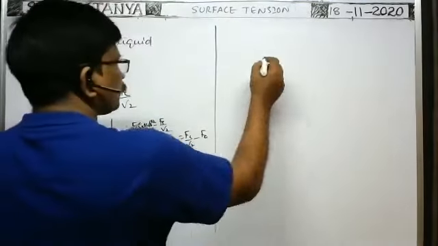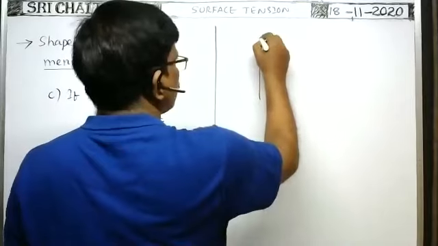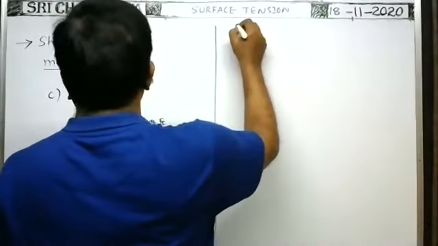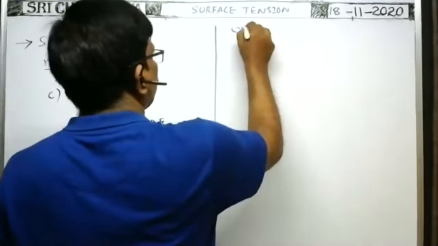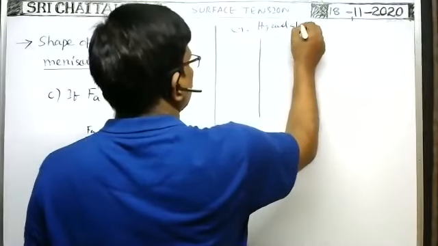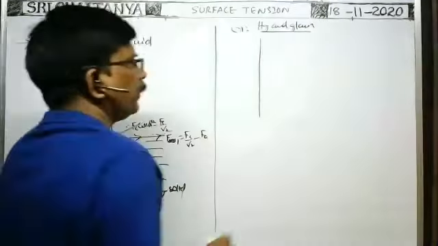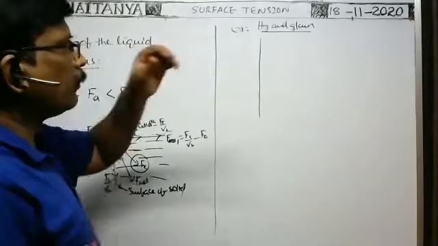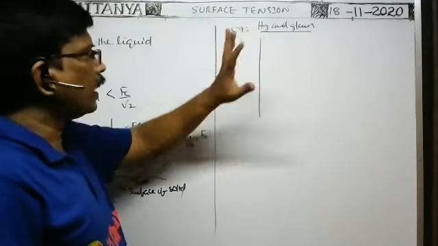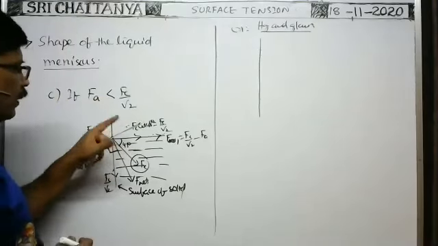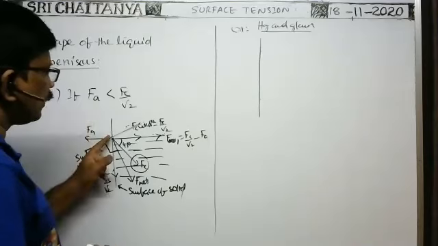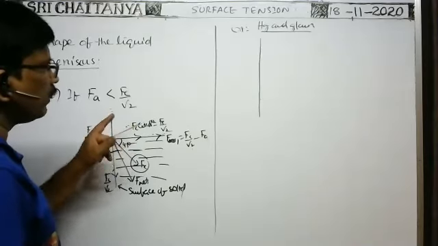Okay, now it is a solid surface. Example, I will take the example of mercury and glass, because in this case, cohesive forces among the mercury atoms are greater than the adhesive forces between the mercury and the glass. The adhesive forces between glass atoms and mercury atoms are less than the cohesive forces among the atoms of the mercury.